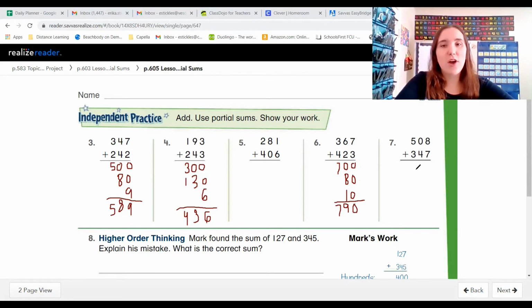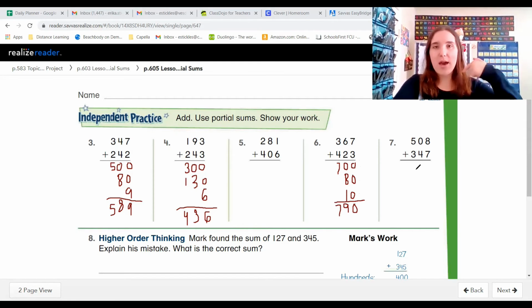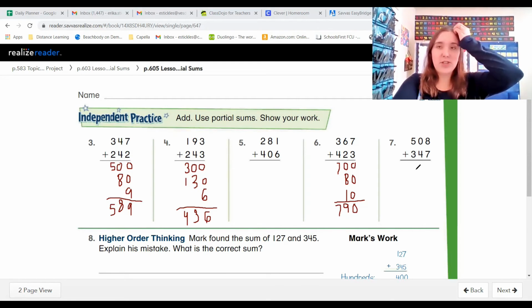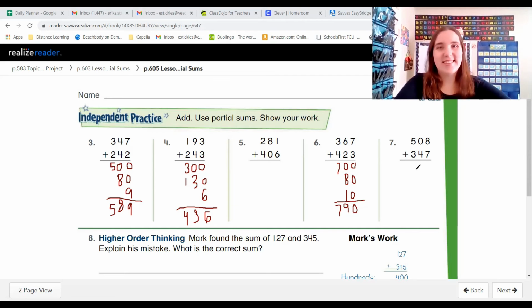Go ahead and try number 7 all by yourself. Pause me, do the whole thing by yourself, and then come back once you're completely done, and I'll help you check it. Okay. We have 508 plus 347. So I see 500 plus 300. My partial sum for my hundreds is 800.